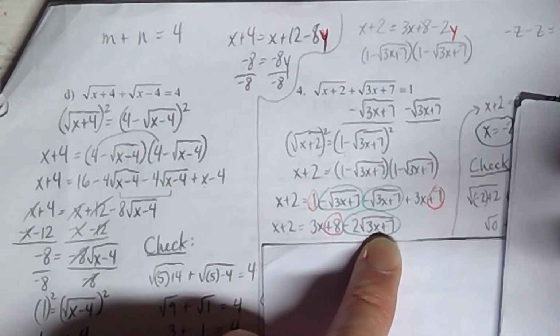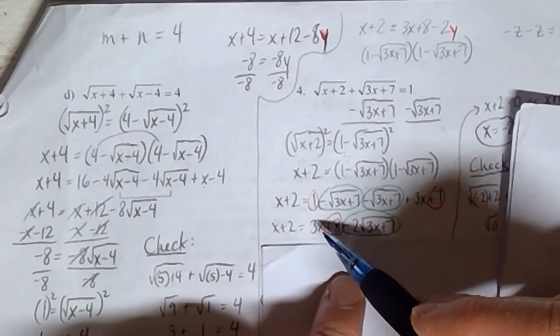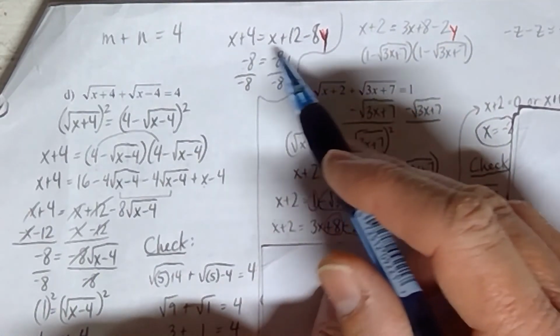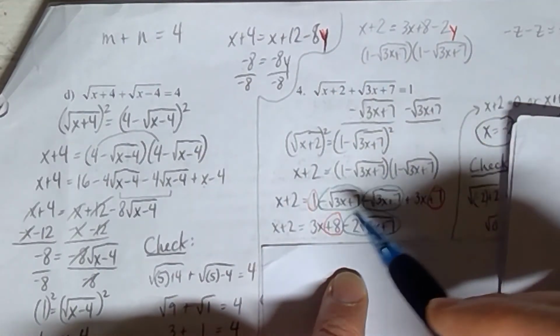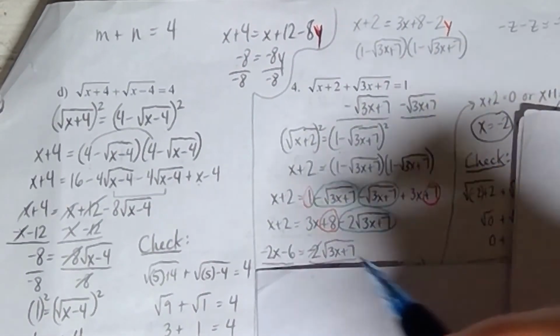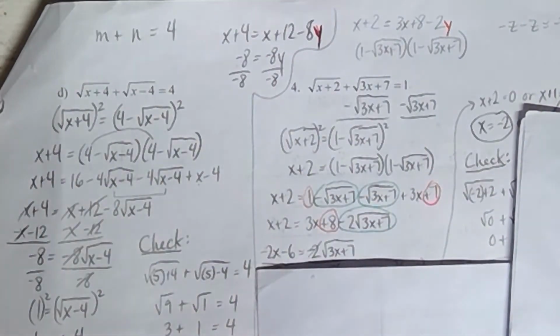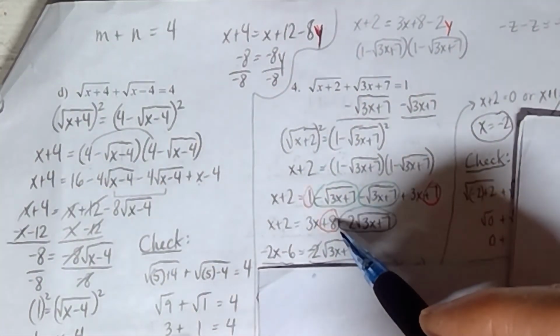Okay, as what we did earlier. So I move over the 3x and the 8, just like I moved over the 12 and the x in the previous problem over here. And then I divide out the negative 2. Moving over the 3x and the 8, I get negative 2x minus 6. They do not combine, so we got a little bit more work to do here.